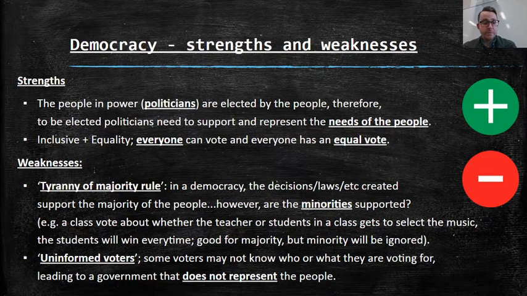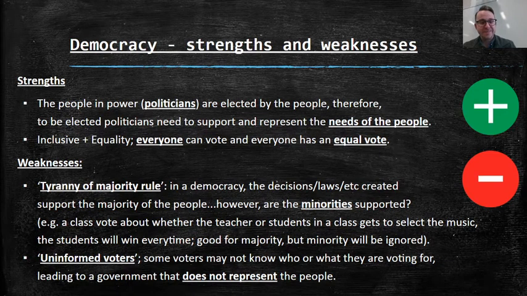So for example, if we have a class vote about whether the teacher or the students in a class get to select the music every lesson, the students will win every time. So the majority is going to win in that situation, which is a good thing, right? That's good for the majority. However, if that happens literally every time, the minority will be ignored. So the minority's rights, the minority's interests are not being represented ever. And that sounds good to you guys because you're winning in that situation.